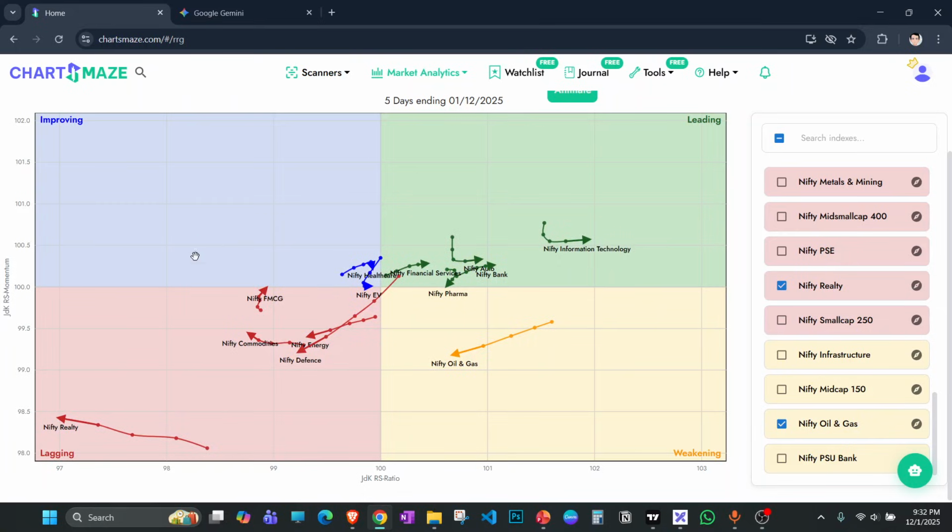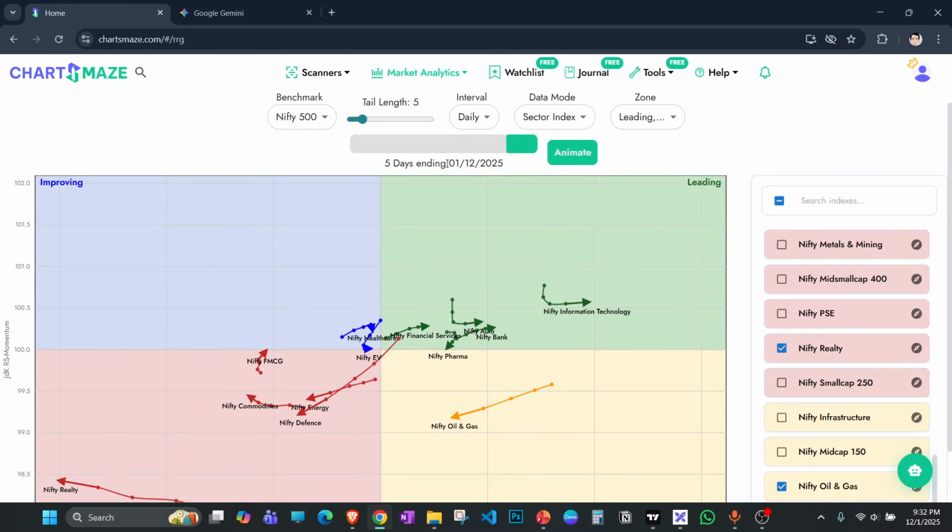Then we have FMCG, which is moving from the lagging quadrant to the improving quadrant. That means it is gaining momentum. Although the relative strength is not there, it is gaining momentum, right? And then we have the Nifty Healthcare, which is in the improving quadrant and slightly going down to the lagging quadrant. That means the relative strength is not there, but there is certain momentum, but it's again going down, right? So this is the snapshot of today's market, that is the 1st December, right?